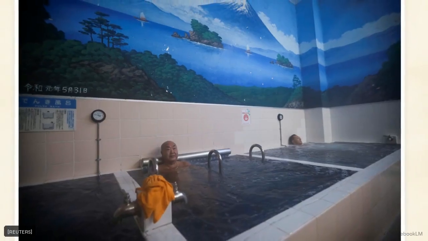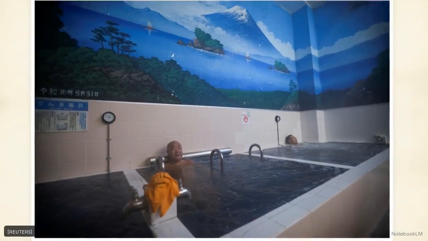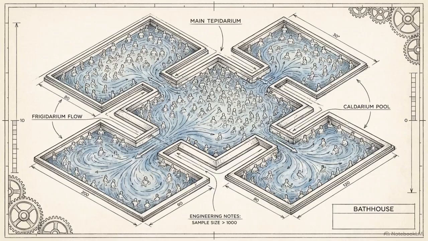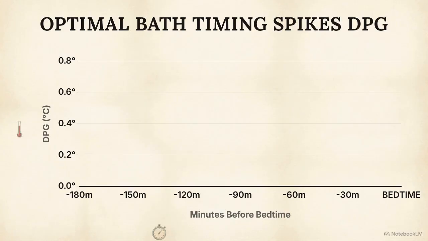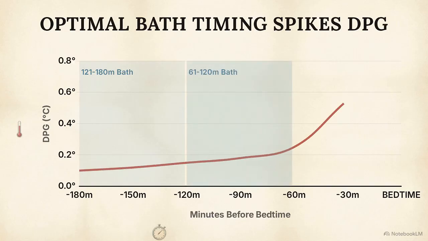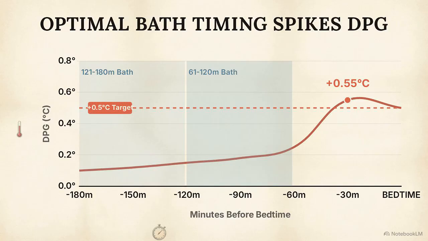We observed the scale of this intervention in a 2021 cohort study by Tai and Associates, which tracked over 1,000 older adults engaging in the cultural practice of Japanese hot water bathing. The researchers mapped the timing of these baths, analyzing cohorts that scheduled their immersion strictly between 61 to 120 minutes and 121 to 180 minutes before their strict bedtimes. The physiological results show that this specific timing forced the DPG to increase by roughly half a degree Celsius in the critical 30-minute window prior to sleep.